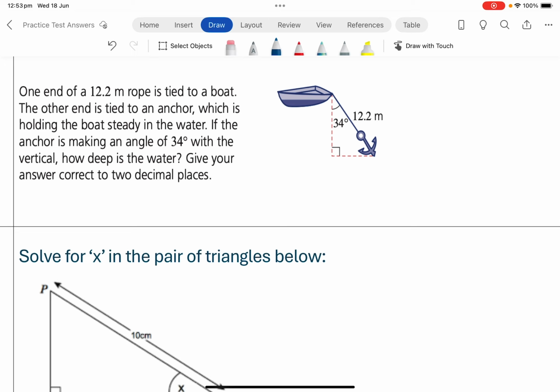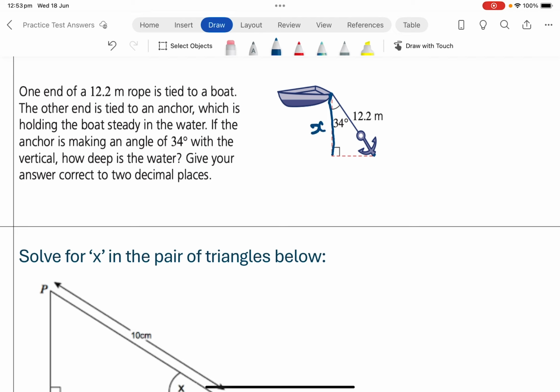All right, we have a boat anchor question here. One end of a 12.2 meter rope is tied to a boat. The other end is tied to an anchor. So this rope is tied to the boat and to the anchor. If the anchor is making an angle of 34 degrees with the vertical, how deep is the water? When it says how deep, we're trying to find this distance here, so that's my unknown side, x.